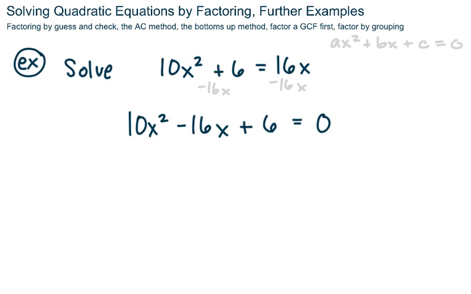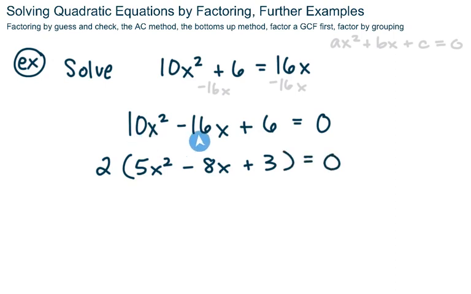One thing you may notice looking at all of these terms is that they're all even numbers, which means they're divisible by 2. And therefore they have a GCF, in this case, of 2. I'm going to factor that GCF out first. So that gives me 2 times 5x squared minus 8x plus 3 is equal to 0. Now, I could still have solved this problem without factoring out that GCF of 2.